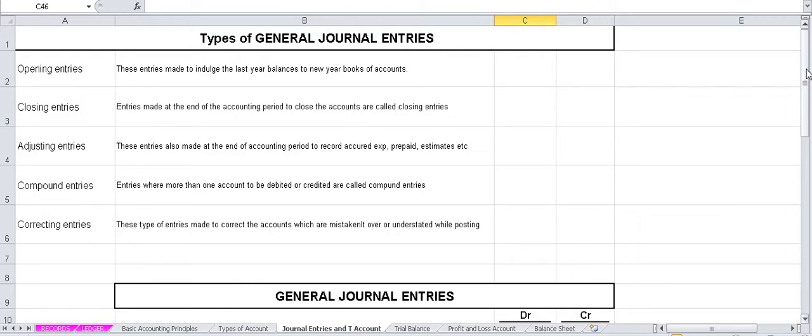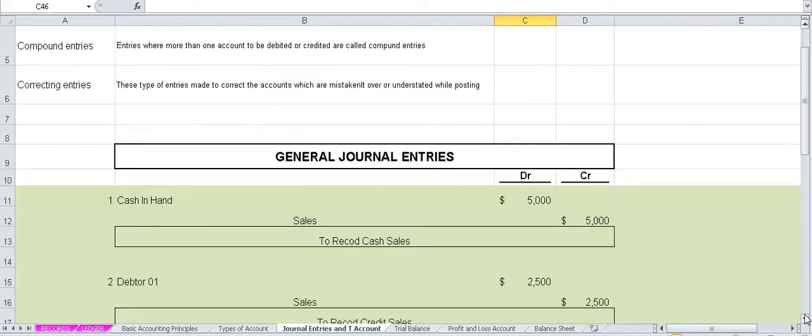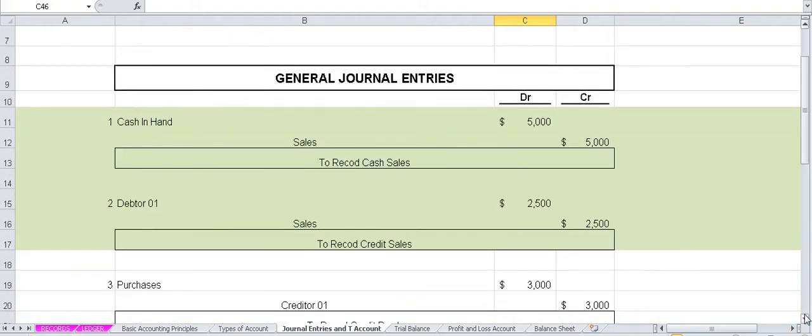Now you learn how to practically post entries in the books of accounts and how T accounts are prepared for those entries simultaneously. So let us start with the first entry, which is to record a cash sale.